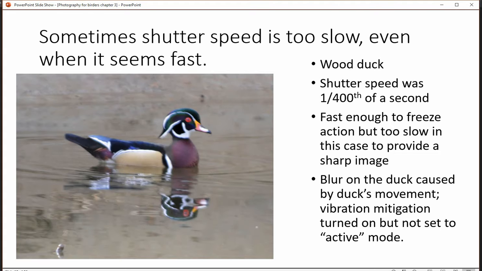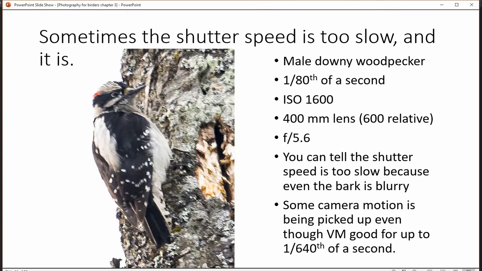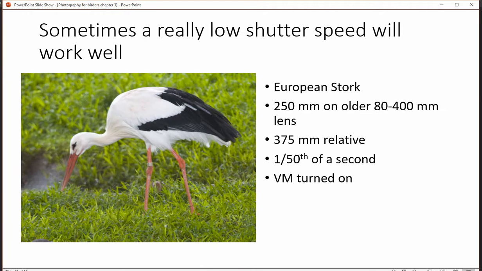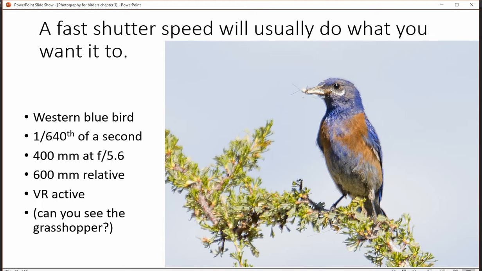Even at 1/400th of a second, which seems like a very fast shutter speed, it cannot be fast enough. That's another problem when you have vibration mitigation on and you're panning. Slow shutter speed, 1/80th of a second, that can work great for certain circumstances, but in this case it's just not fast enough. Sometimes a 50th of a second is plenty fast, even though we're shooting here at 250 millimeters, so 375 relative. But with vibration mitigation turned on and the creature not moving a lot, there's no panning going on, so it works.